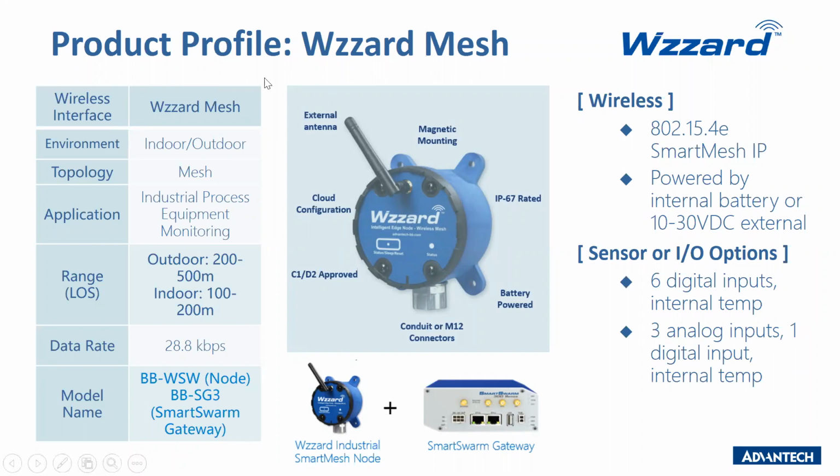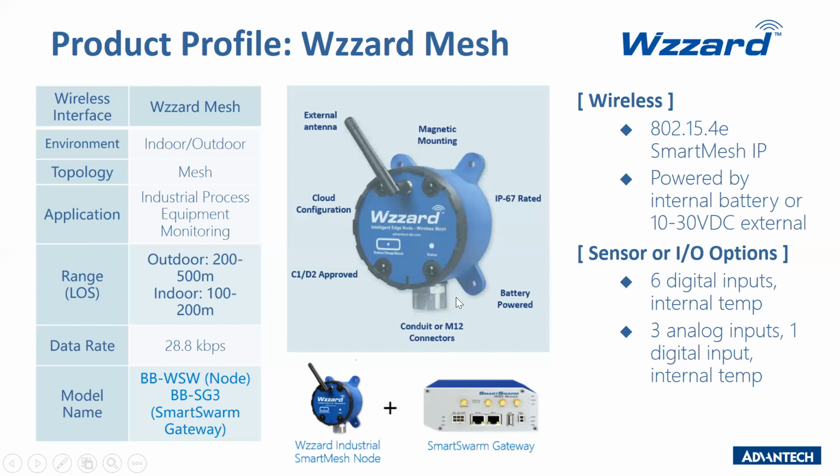Okay, so on the left-hand side, this is just copied and pasted from the previous slide with the different stats, if you will. But here's a picture of the devices themselves. The Wizard node comes in this cool enclosure. I say cool because it's IP67. It's got a magnet built into the base, so you can slap it on a bin or on a panel, or you get the idea, anything metal, right? Good, rugged, with an interface like conduit or M12 connectors, and push button configuration.